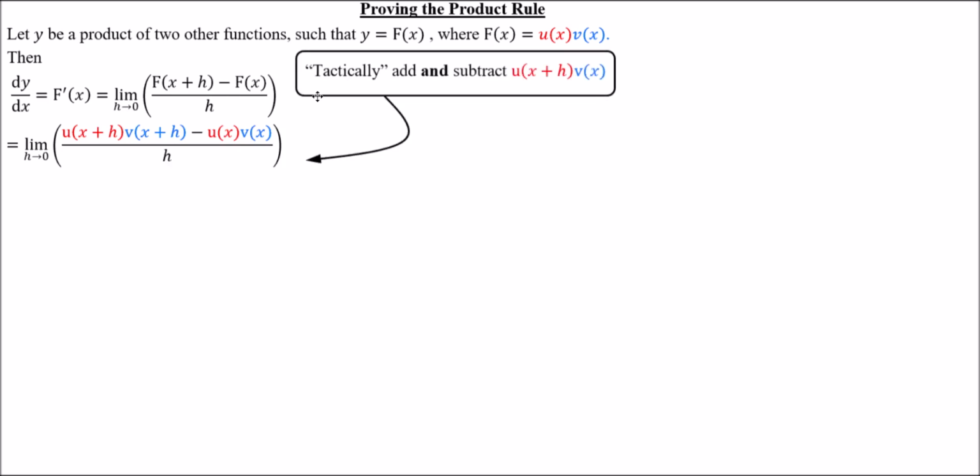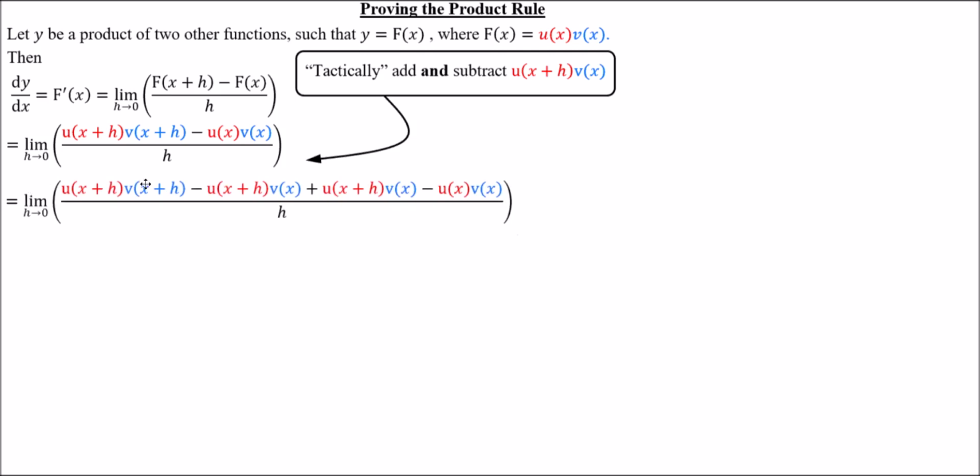Well, what we're going to do is tactically add and subtract u of x plus h and v of x. And this is a moment of genius. Why would you think to do that? Well, it makes sense after the fact, but knowing to do that beforehand, it must have just been a very genius insight that somebody made. Anyway, so now we have u of x plus h v of x plus h minus the u of x plus h v of x we created, plus it here, so this bit will cancel to 0, minus u of x v of x all over h. So why did we do that?